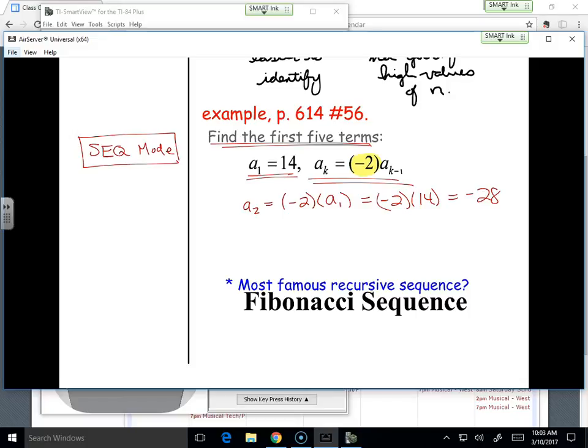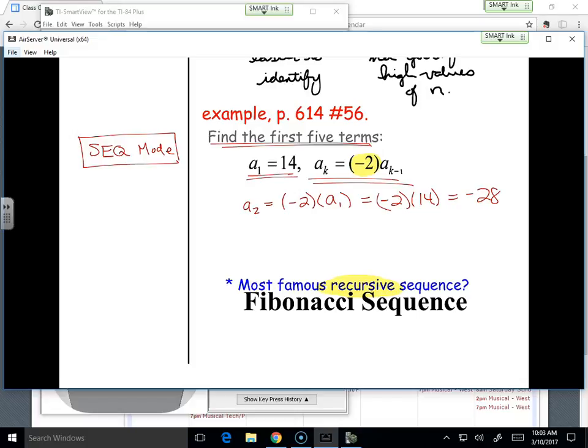Question: what is the term that describes what type of sequence this is, or how it is defined? What's the term for what type of formula this is? Recursive. So this is a recursive formula. A recursive formula says to find the next term, work with the previous term or the prior term.